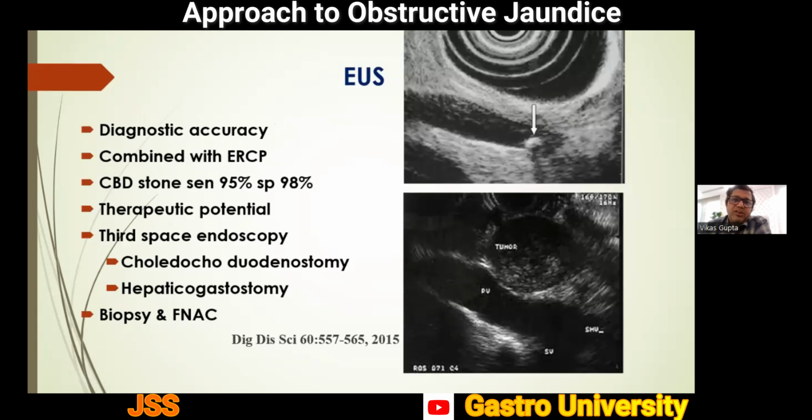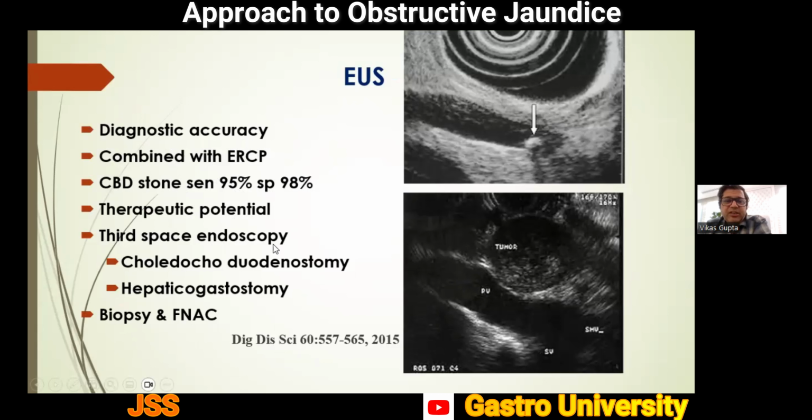Endoscopic ultrasound, over the last 2 decades, there has been a lot of enthusiasm and people have been doing it very rampantly, and it has a very good diagnostic accuracy. And for polydocholithiasis, people combine endoscopic ultrasound with ERCP. If the stone is there, ERCP can be done at the same sitting. And for CBD stone, it has a fairly good sensitivity and specificity. It has a therapeutic potential also.